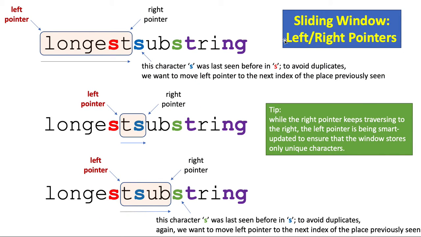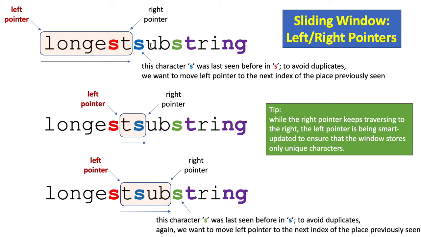To solve this problem, we will introduce a concept known as sliding window. We use left and right pointers to define the window. The general idea is that while the right pointer keeps traversing to the right, the left pointer is smartly updated to ensure that the window stores only unique characters. As we traverse to the right, sooner or later we'll encounter a character that was last seen before.